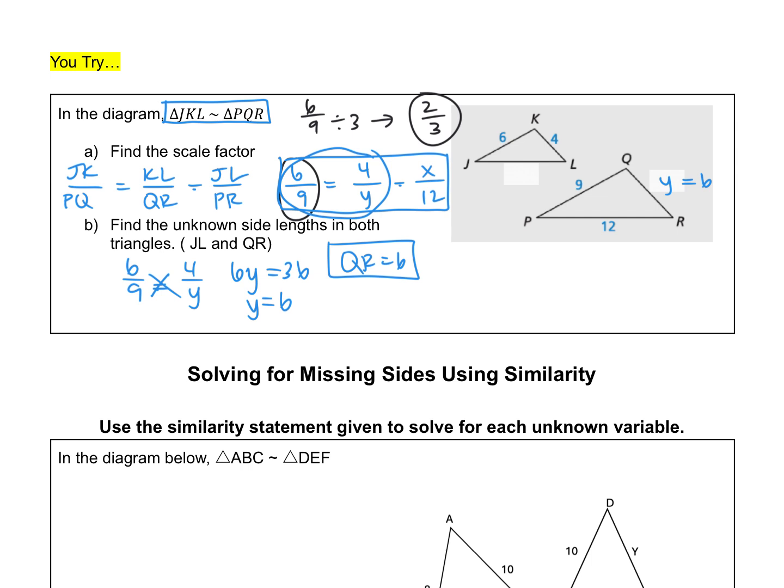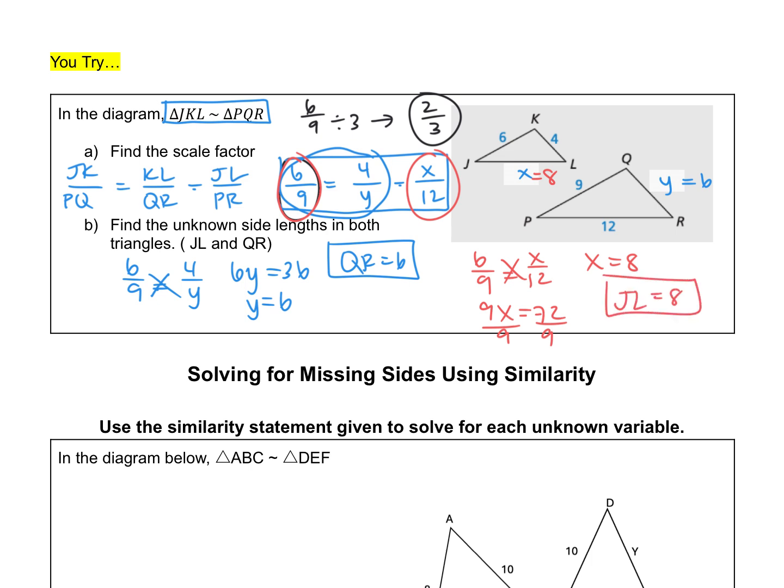To find x, I'm going to use that ratio and then one of the other two. So I'm going to use this one. Set those two equal. So I get 6 over 9 is equal to x over 12. And again, cross multiply. So I get 9x is equal to 72. If I divide by 9 then, my x is equal to 8, which is JL. So JL is 8.